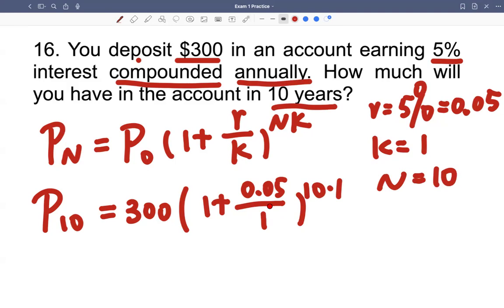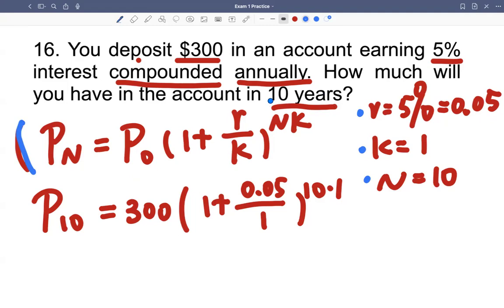So this is set up, right? Because compounded is the keyword, we know to use this formula. Then we identify the variables. r is the interest rate, 5%, decimal value 0.05. And k is how many times compounded in 1 year. Annually means once per year, so k equals 1.